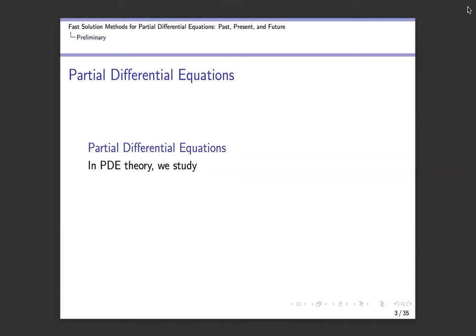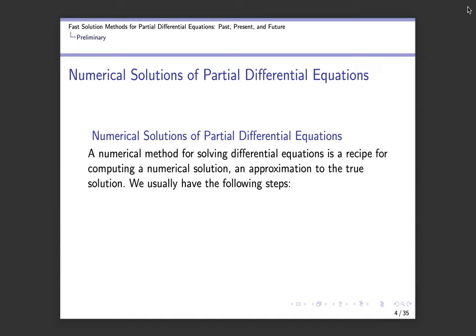Let's first consider partial differential equations. When we study partial differential equations, we mainly focus on uniqueness and existence. And finally, in an extremely lucky case, we have an analytic solution. In general, we cannot solve partial differential equations analytically. So instead of this approach, for our practice, we consider numerical solutions. We consider numerical methods for partial differential equations that approximate the true solution.